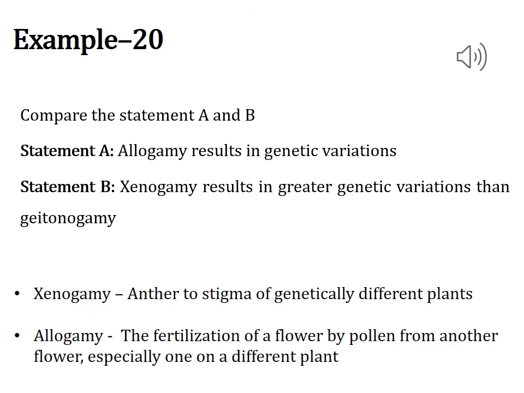20th example, and it is the last example for today's session. Compare statements A and B. Statement A, allogamy results in genetic variation. This one is a right answer, because allogamy is nothing but the transfer of pollen grains from the anther to stigma, especially on different plants, so it can vary. Statement B, xenogamy results in greater genetic variation than geitonogamy. Exactly. Xenogamy is the transfer of pollen grains from anther to stigma of genetically different plants, so it can also vary, with greater genetic variation than geitonogamy. So both A and B are right.